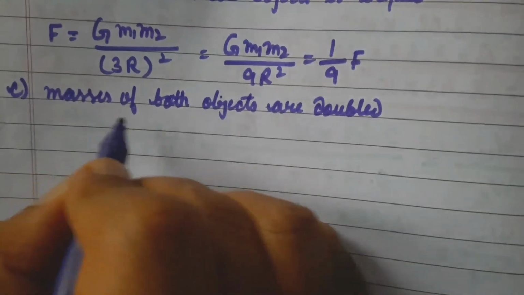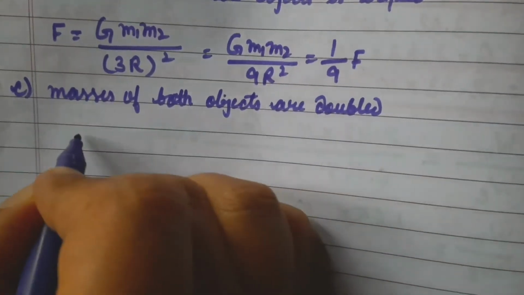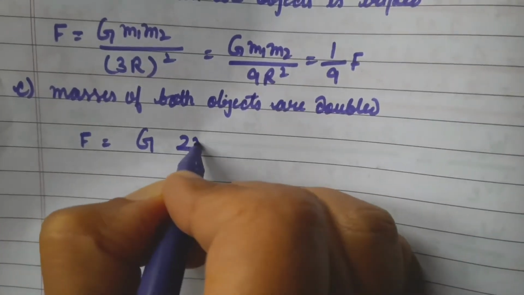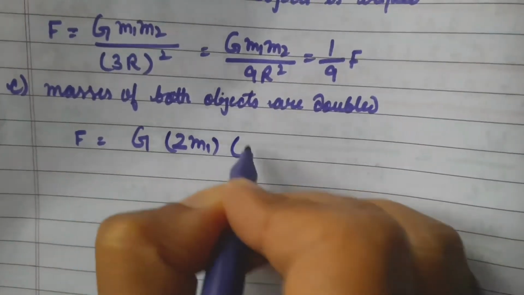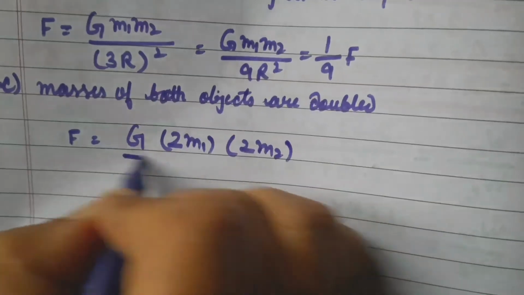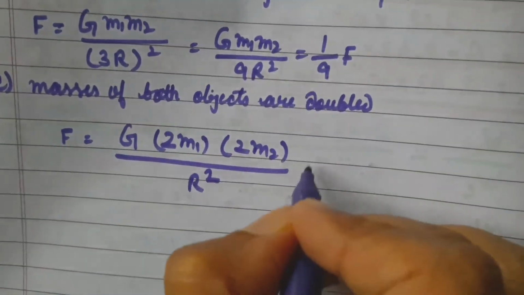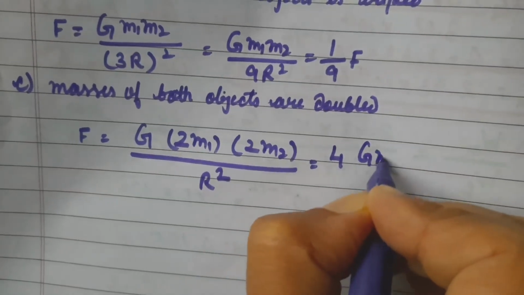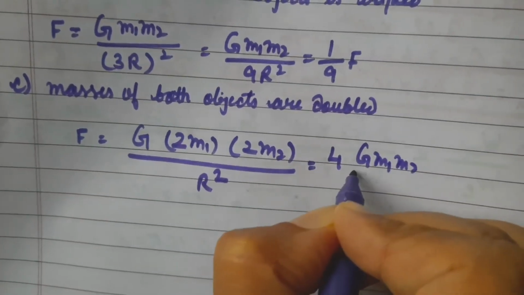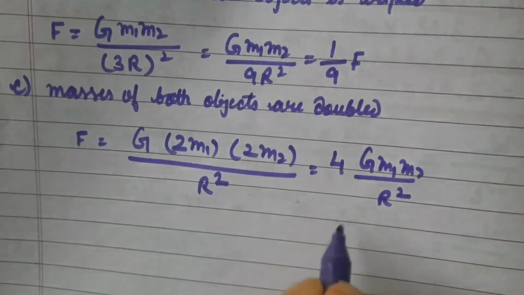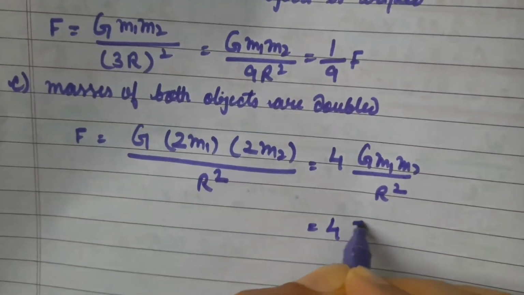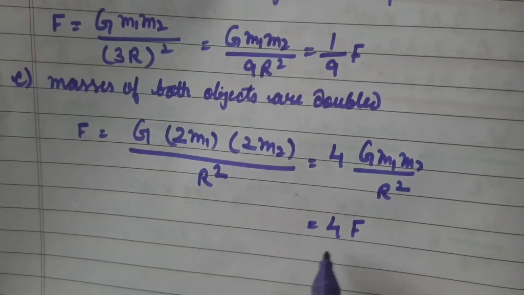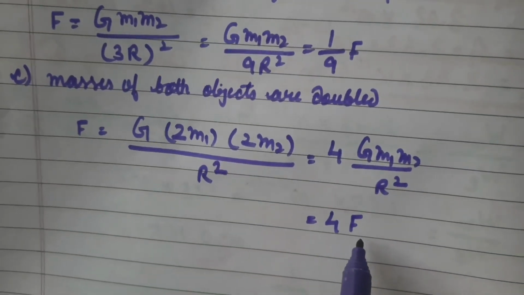C part, masses of both objects are doubled. F equals G 2 m1 2 m2 upon r square, which means 4 G m1 m2 upon r square, which in turn is 4F. This means the gravitational force between the two objects becomes 4 times.